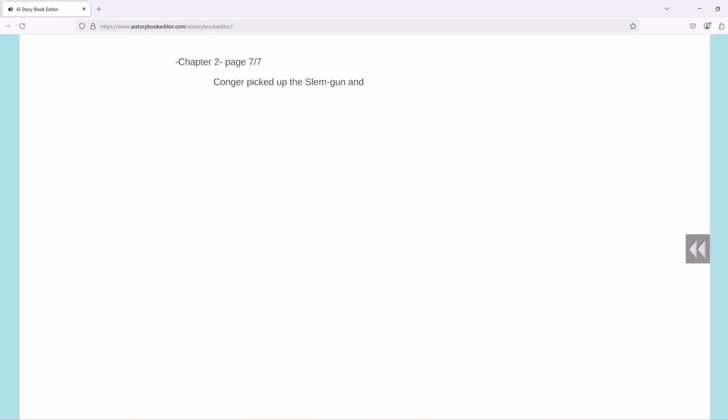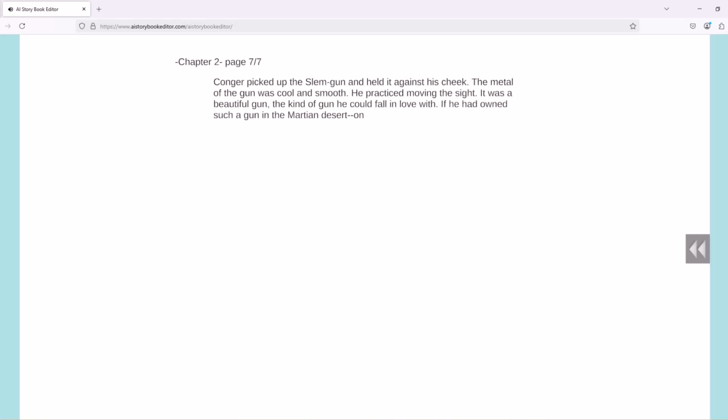Conger picked up the Slem gun and held it against his cheek. The metal of the gun was cool and smooth. He practiced moving the sights. It was a beautiful gun, the kind of gun he could fall in love with. If he had owned such a gun in the Martian desert, on the long nights when he had lain, cramped and numbed with cold, waiting for things that moved through the darkness.